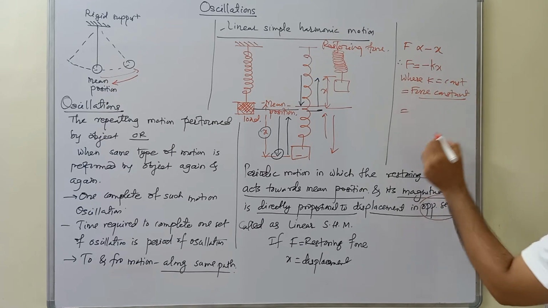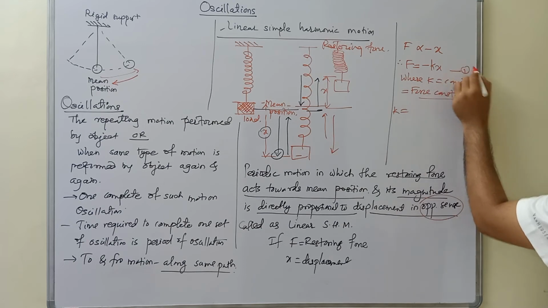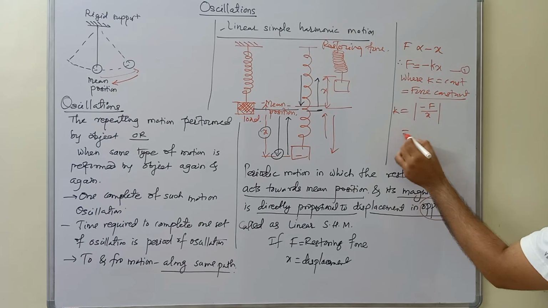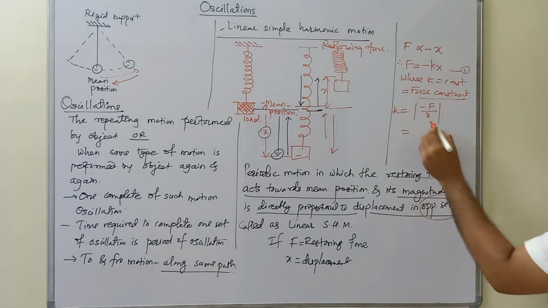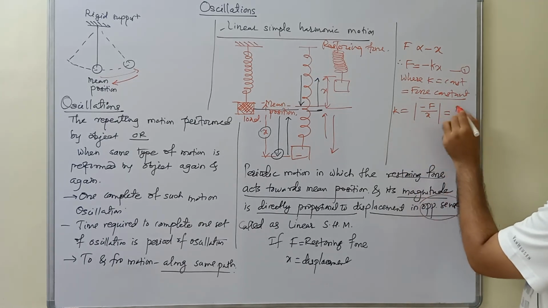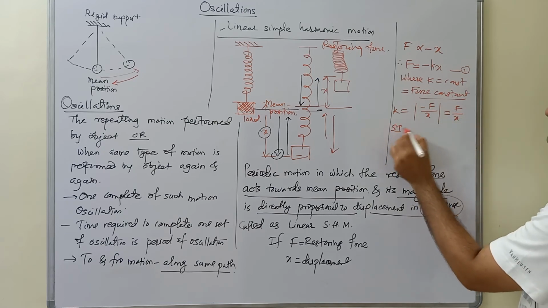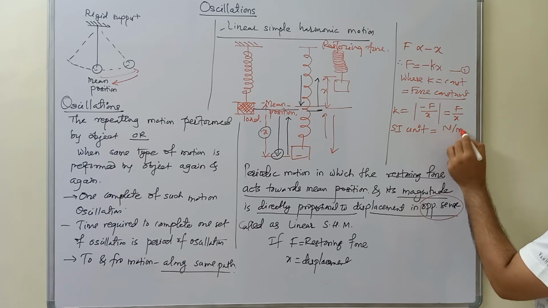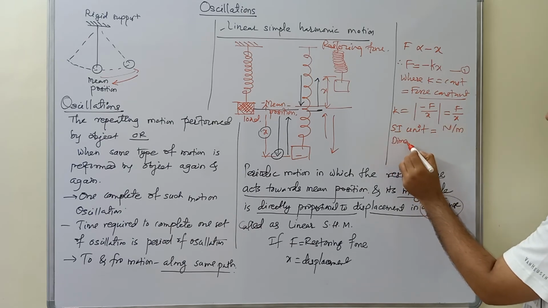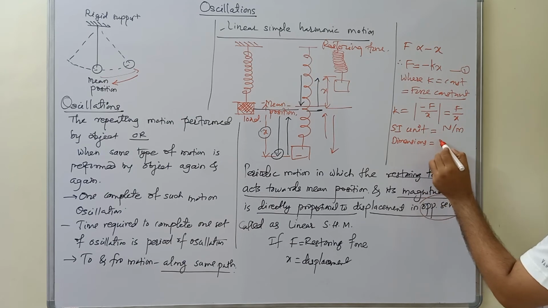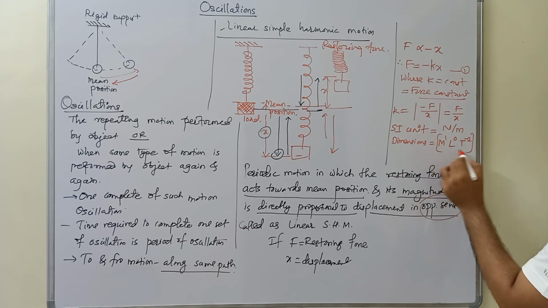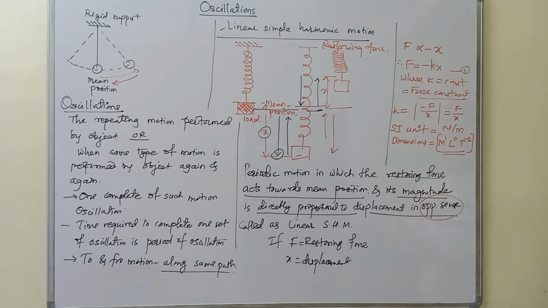From equation 1, the force constant is equal in magnitude to minus F upon X, so it is F upon X in general. The SI unit is Newton per meter. The dimensions are those of force upon displacement: force is M1 L1 T minus 2, but divided by L, it becomes L0. So the dimensions are M1 L0 T minus 2.